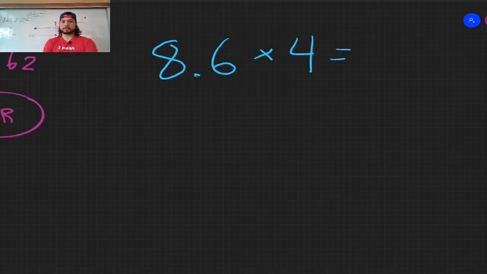First, think about reasonableness, right? 8 and 6 tenths is between what 2 whole numbers? So where is our answer going to be? What range is our answer going to be between? Right? 4 times 8 is 32. What's the next whole number up? 4 times 9 is 36. So our final answer is going to be somewhere in between 32 and 36.